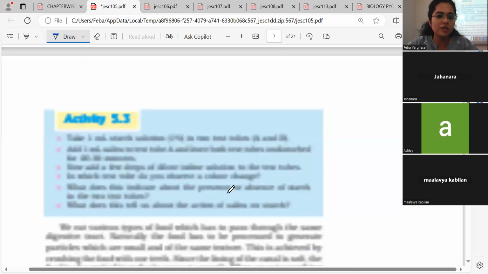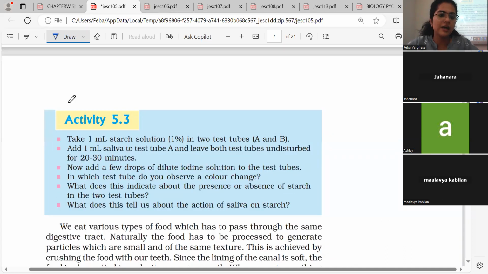And there was one more activity over here, guys. Yes, this activity is important. It is about starch, to show that saliva can break down your food materials.